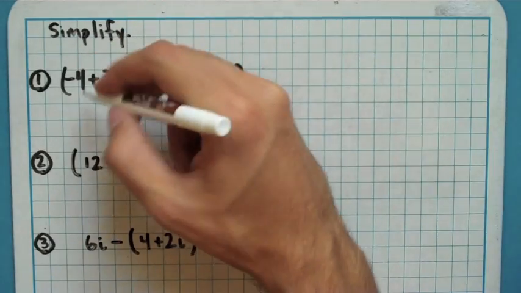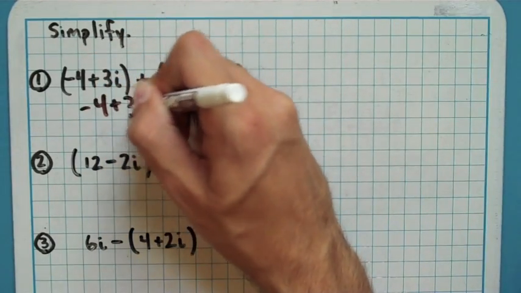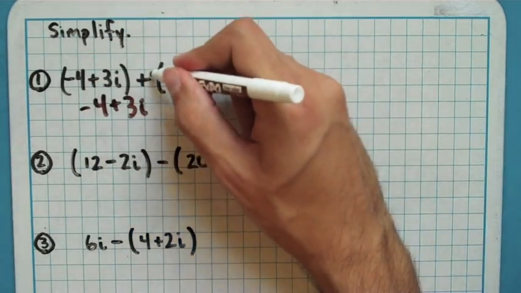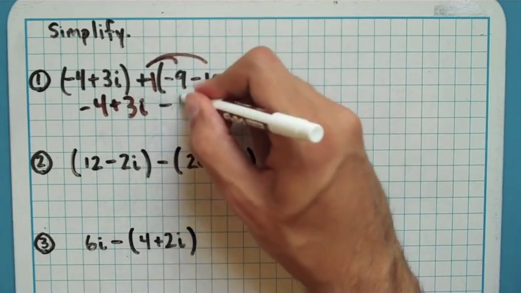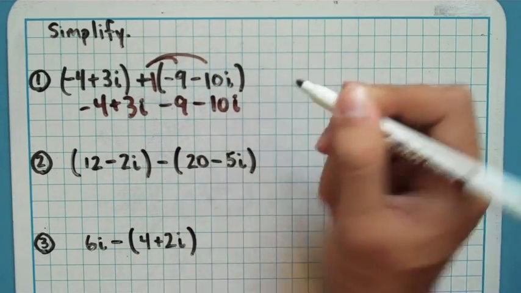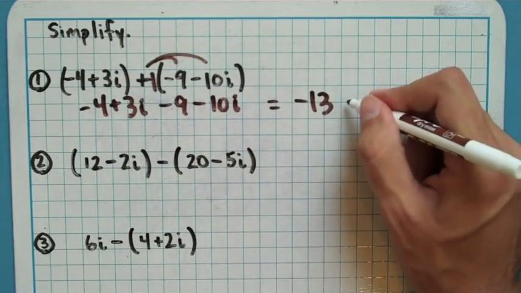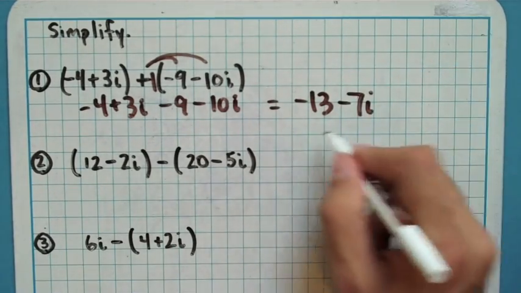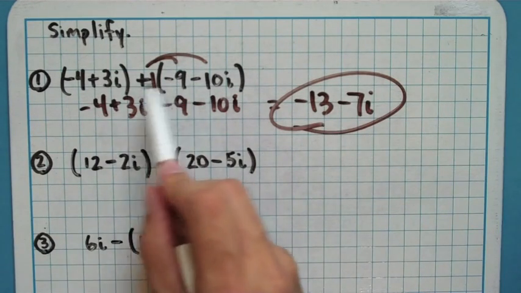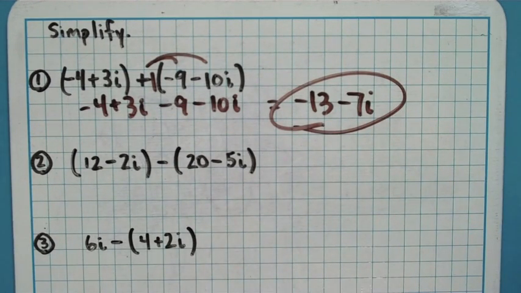So my parentheses here, there's nothing going on. Nothing to distribute. On this one I have a plus 1 out front, so nothing changes. Once my parentheses are gone, I'm just going to combine my like terms like I've been doing for years. I get negative 13 minus 7i. That is the answer when I add those two complex numbers together.